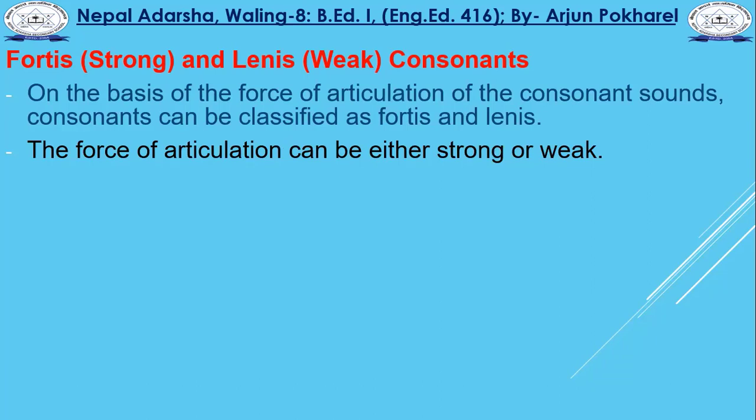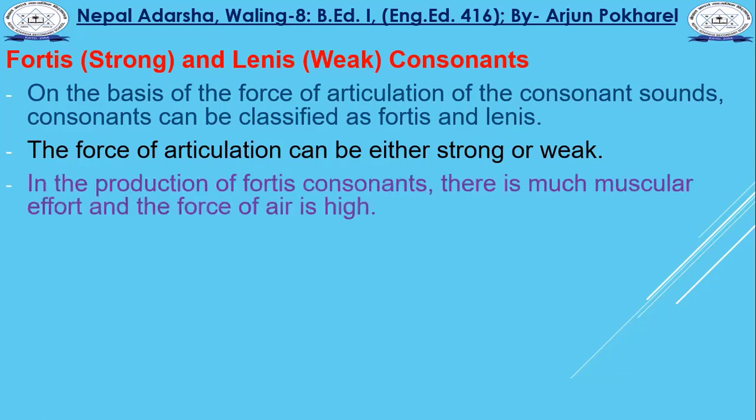There are two different types of force of articulation: strong and weak. That's why strong or weak articulation determines whether the consonant is Fortis or Lenis. In this way, we define or describe Fortis and Lenis consonants.